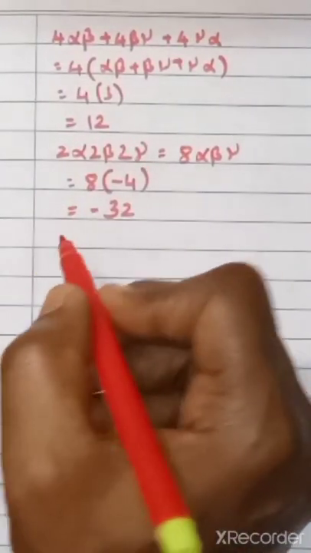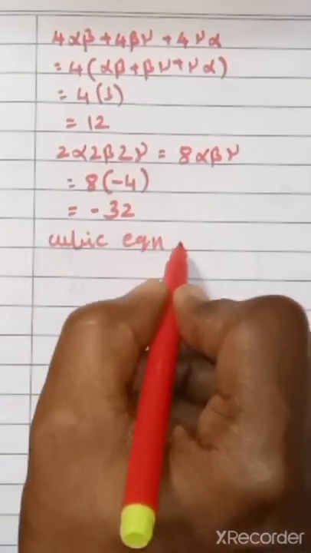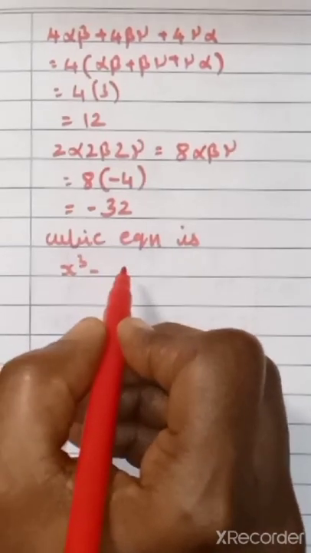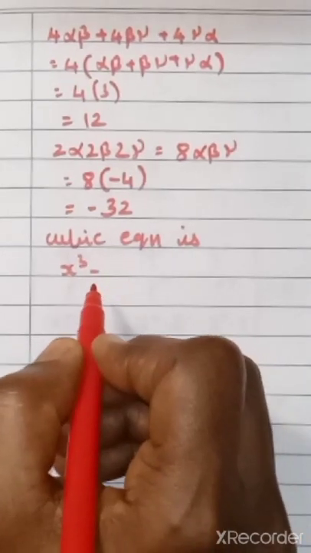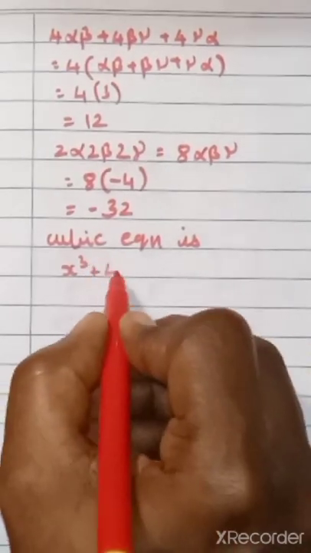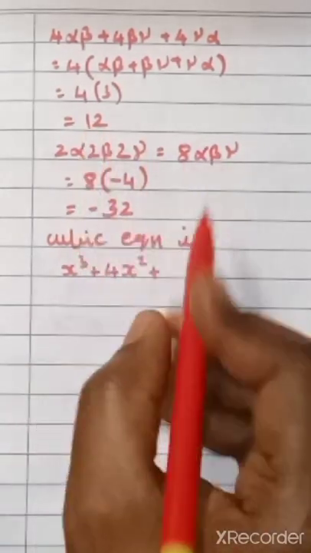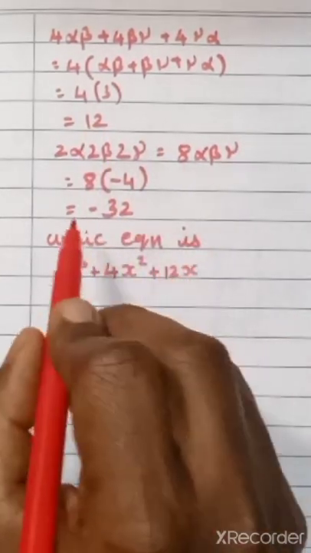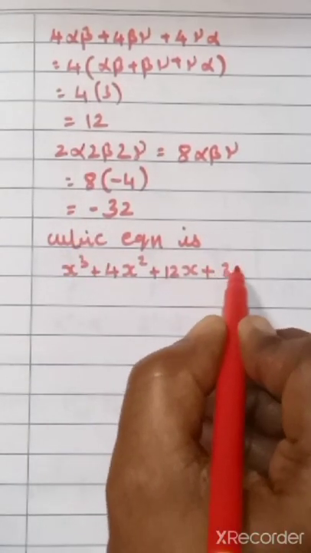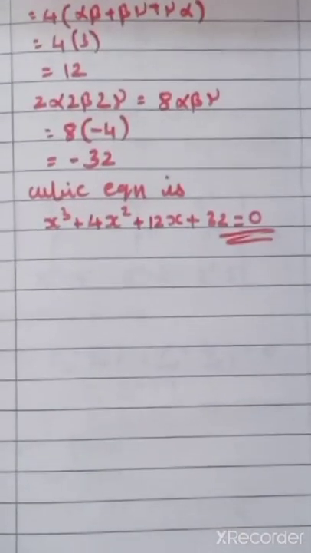now what is the cubic equation? therefore your cubic equation is x cube minus sum of single root. sum of single root-ஓட ஆன்சர் என்ன? minus 4. அப்போ இங்கே minus into minus plus 4 ஆயிடும். so 4x square plus sum of double root 12. so 12x, sum of product வந்து minus 32. நம்ம ஒரு minus போடுவோம். so plus 32 which is equal to 0 is your final answer.